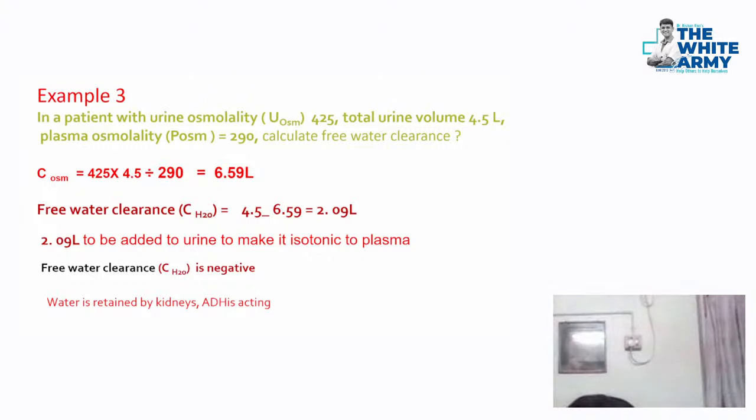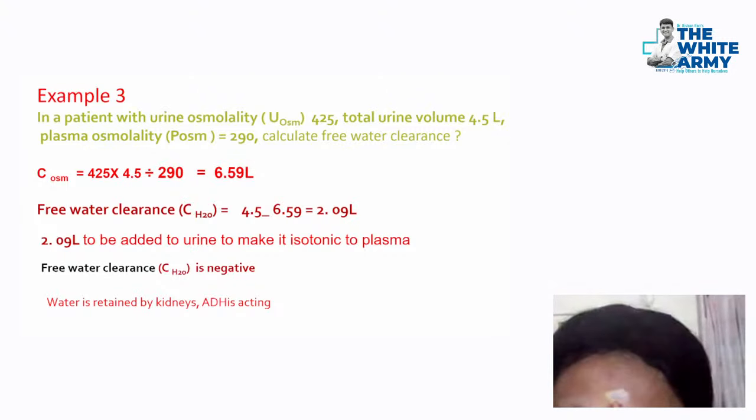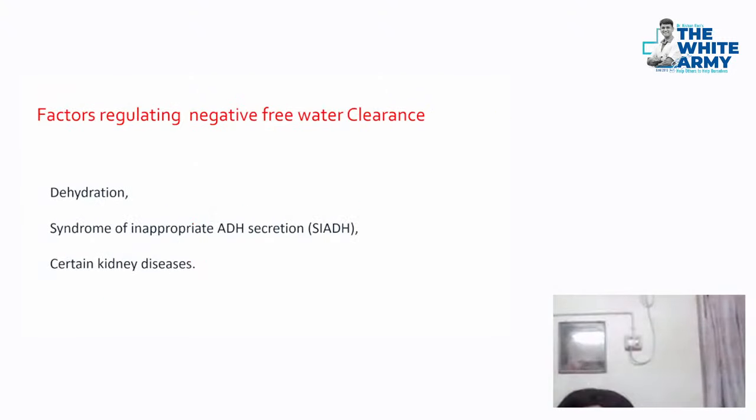So in simple terms, if somebody has a urine osmolality which is higher than the plasma osmolality, that means the urine water content is less. That means the kidney is retaining water, and the probable cause usually is antidiuretic hormone, which is acting to reabsorb water and retain it. So what are the factors that regulate free water clearance? We all know that dehydration, hypernatremia, the water content, there's a water deficit.